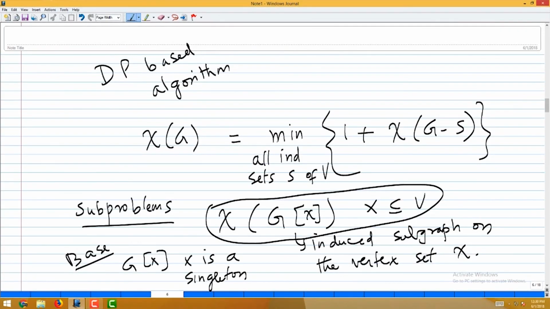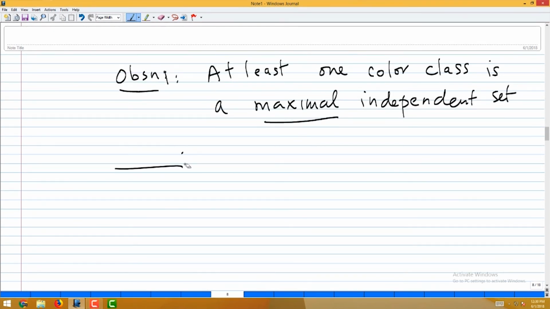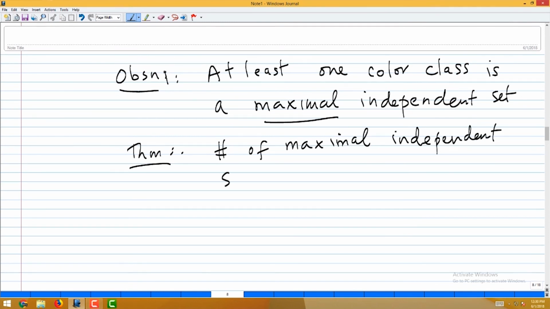How does that improve my running time? Because if you go back here, instead of all independent subsets of the vertex set, I can actually try all maximal independent subsets. Okay. So what? One can prove observation 1, this is a trivial observation: the number of maximal independent sets in any graph is at most 3^(n/3). It is never 2^n, it is much less than that.